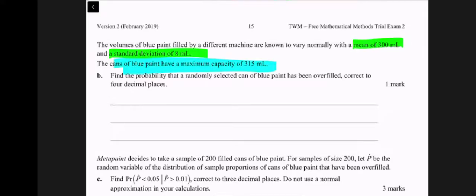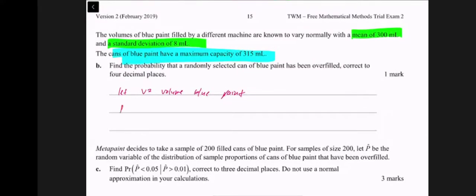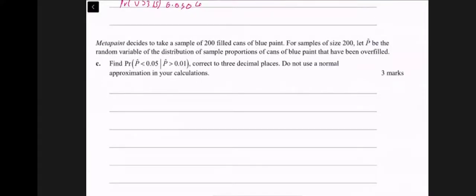I did have to redefine a variable because again, they haven't given us any variables. So let V equal the volume of blue paint. You don't necessarily have to, but it's much better and easier to show the examiners what you're doing when you have a variable to deal with. So the probability that V is greater than the maximum capacity, because that's what it means to be overfilled. And with the mu and standard deviation, it is 0.0304. So MetaPaint decides to take 200 samples. So that's your n value. It's going to be 200.